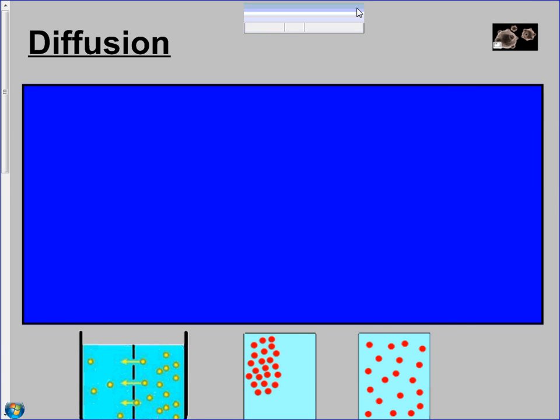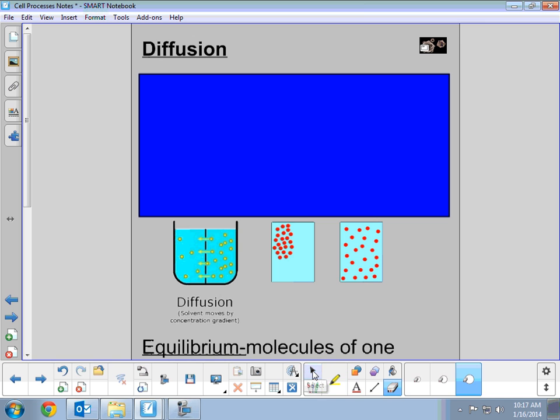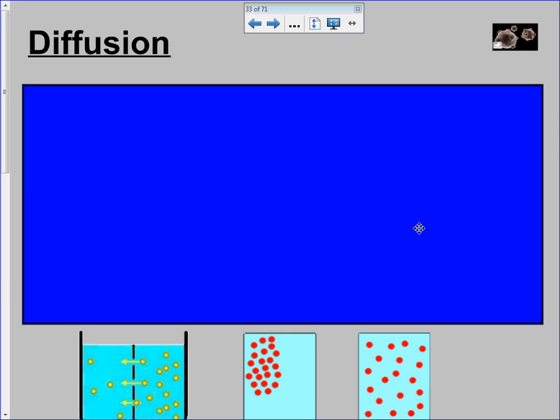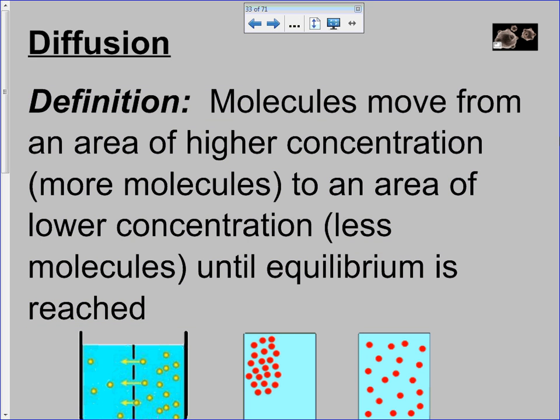Starting with just diffusion to get a basic understanding of what diffusion is, its definition is right here. Molecules move from an area of higher concentration to an area of lower concentration until equilibrium is reached. It's important to note that a high concentration means that there's a lot of stuff in a very small area, and a low concentration means the stuff is more spread out in that area.